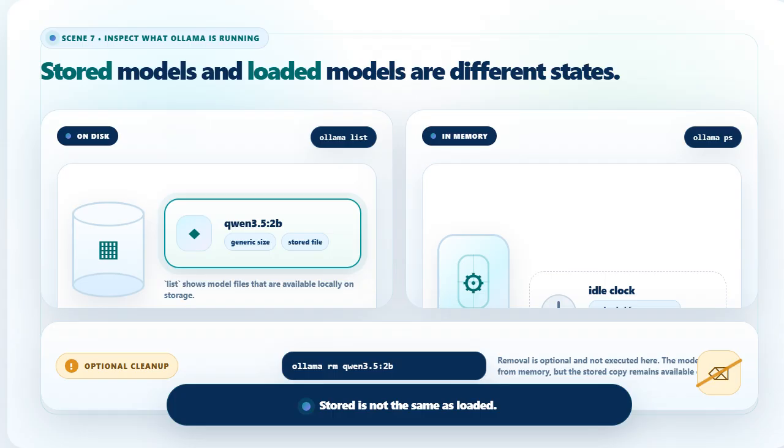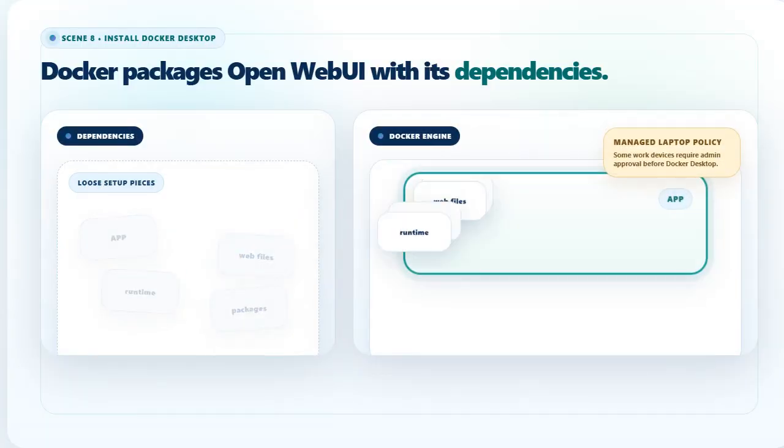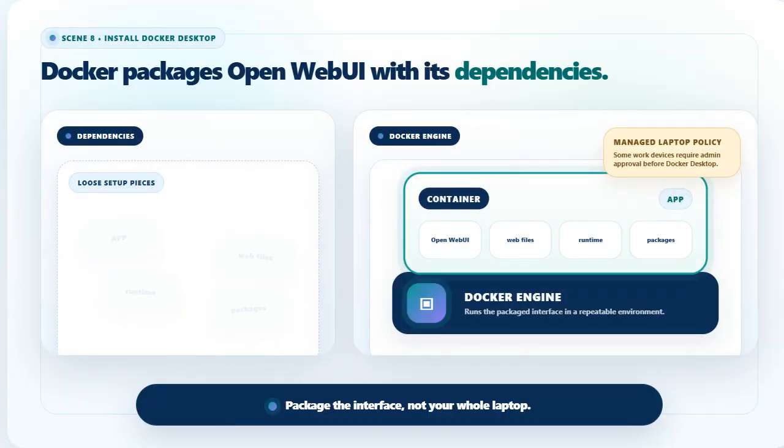To remove a model you no longer need, use ollama rm followed by the exact model name. Removing a model frees its storage but does not uninstall Ollama. These three commands, list, process status, and remove, are enough for beginner model management.